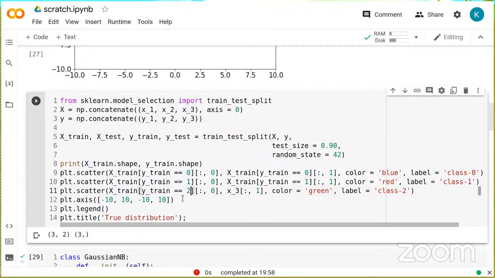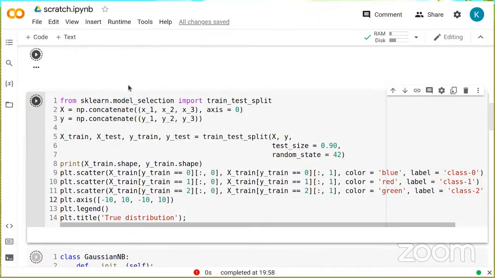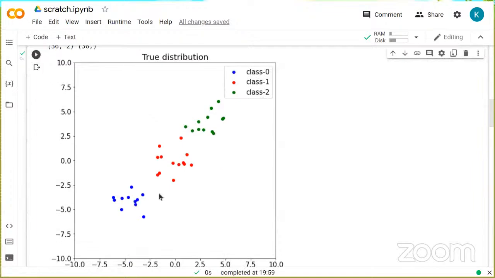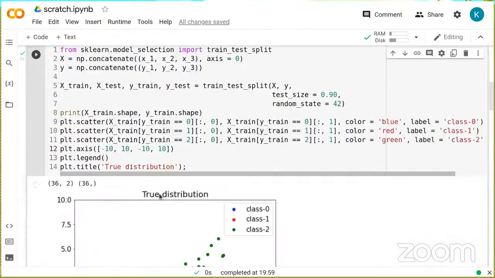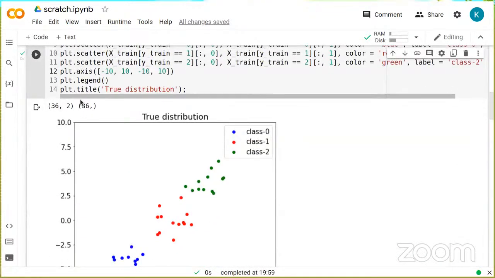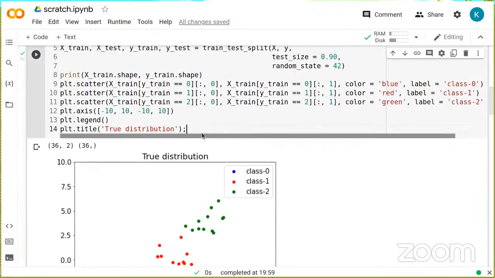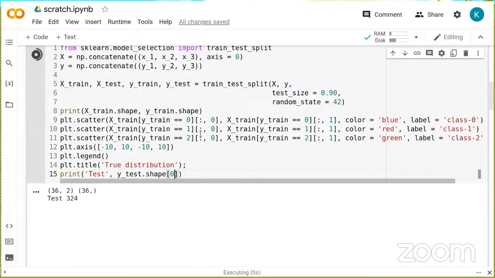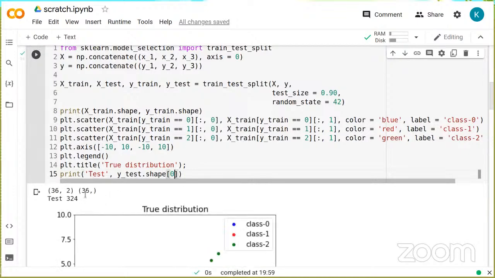I am only plotting the training data and not the whole data set. Okay, so there are 36 points for training, and how many do we have for testing? We have y_test.shape[0]. Okay, we have 324 points for test.